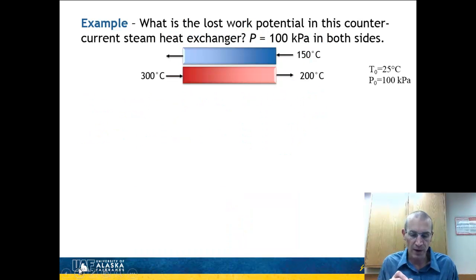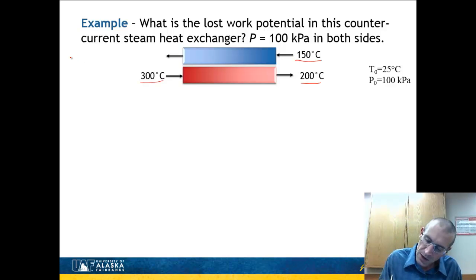So here let's do a numeric example, and what I want to know is, what is the lost work potential in this countercurrent steam heat exchanger? It's at a constant pressure of 100 kilopascals on both sides. So I have some hot steam coming in at 300, getting cooled down to 200, being heated with somewhat cooler steam at 150, and it's got an outlet temperature that I need to calculate over here. And we'll assume that these flow rates are the same. So I'm going to have m dot of stream A equal to m dot of B. So this would be stream A, and this would be stream B.